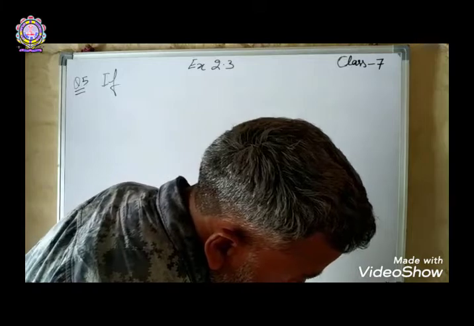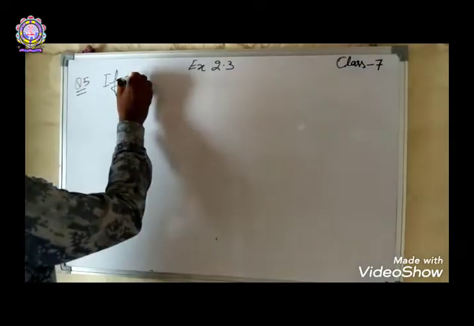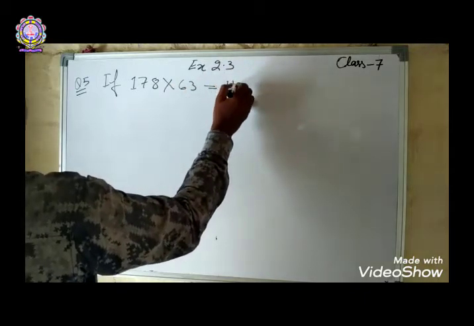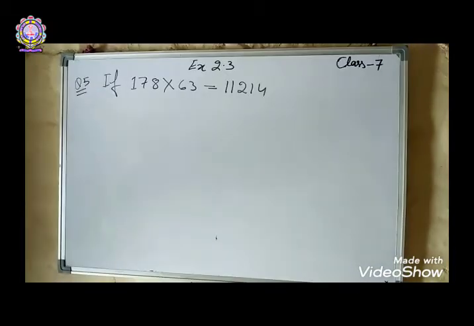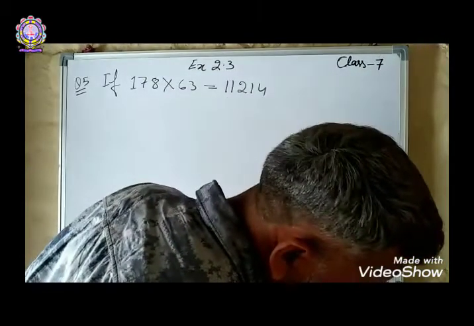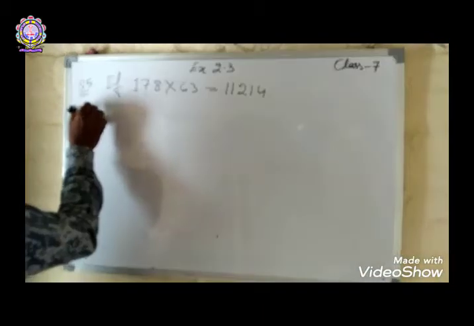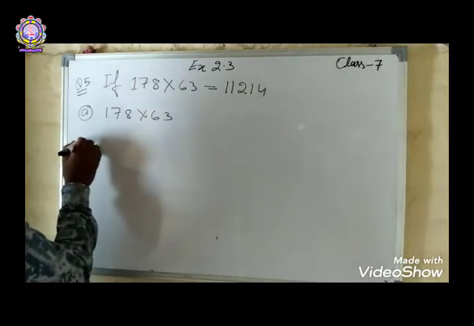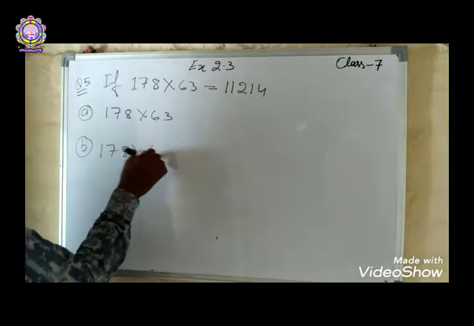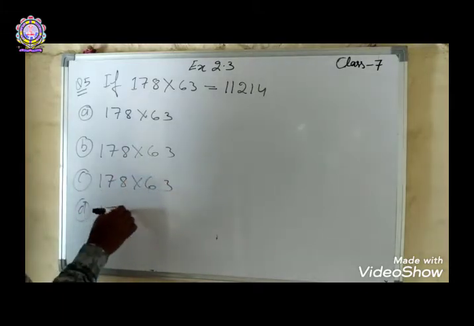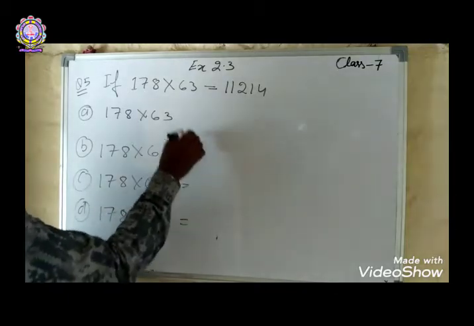If 178 multiplied by 63 is equal to 11,214, then find the value of the products given in A, B, C, D. Four portions are given. The A part is 178 into 63, and the B part is also 178 into 63, the C part 178 into 63, and the D part 178 into 63. Here the decimal is also given.